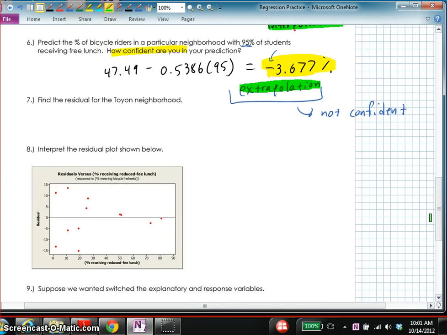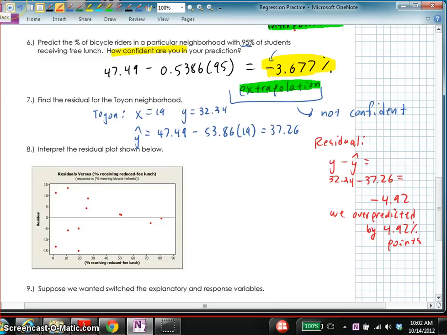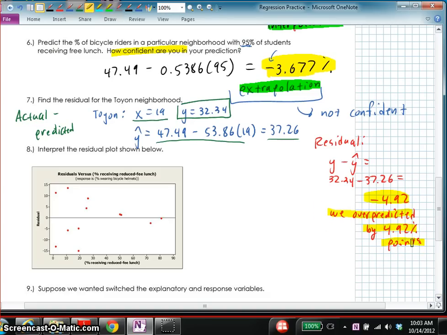All right, find the residual for the Toyon neighborhood. I'll pause this for a second. All right, so a residual is an actual minus a predicted. So I looked up Toyon and I found the actual y value was 32.34. I need to find the predicted y value. I plugged in 19 into our regression equation. I got this is the predicted. I subtracted those numbers and I found that the residual is negative 4.92, which means we overpredicted by 4.92 percentage points.